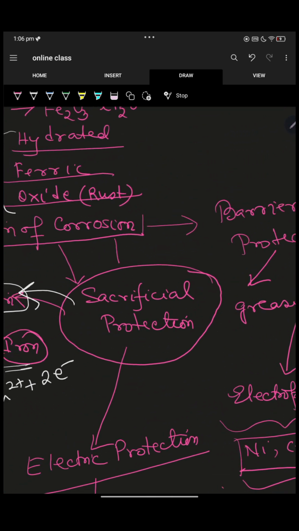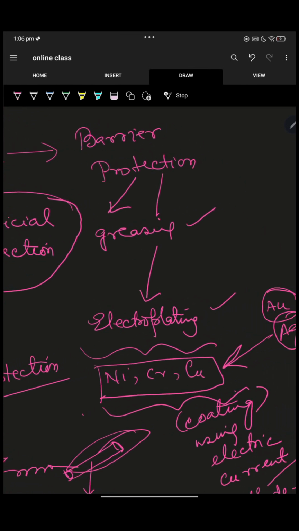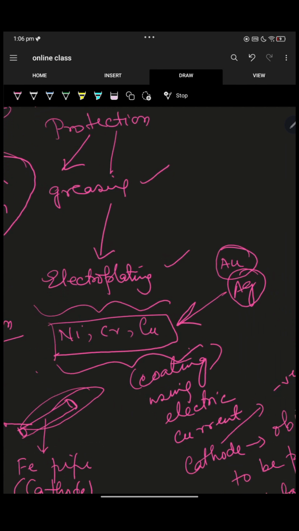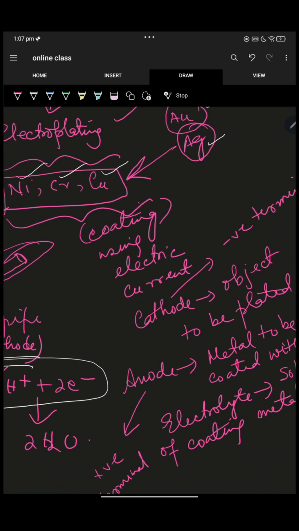Now, methods of preventing corrosion, we have barrier protection. Greasing is a barrier. Grease is applied to the surface, so the surface of iron is not directly in contact with the moisture present in the air or the oxygen present in the air. Another method is electroplating with metals like nickel, chromium, copper, gold, silver, where a coating of these metals is applied using electric current.